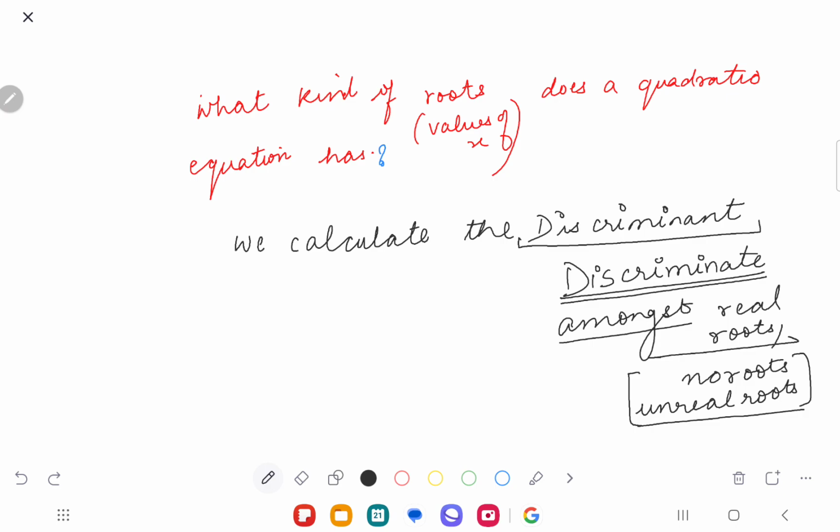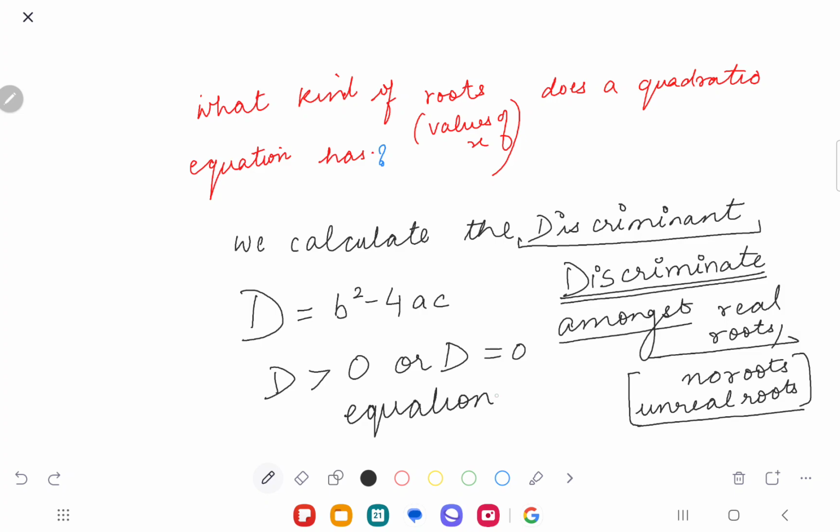So when we say we are going to calculate the discriminant, what is the formula of discriminant? That is b square minus 4ac. And this discriminant decides whether the equation is solvable or not. Do you understand? For example, if we have the discriminant greater than 0 or discriminant equal to 0, then we say the equation is solvable.